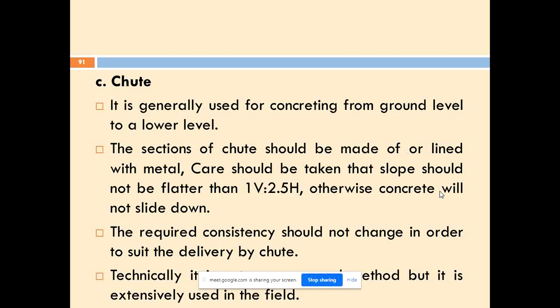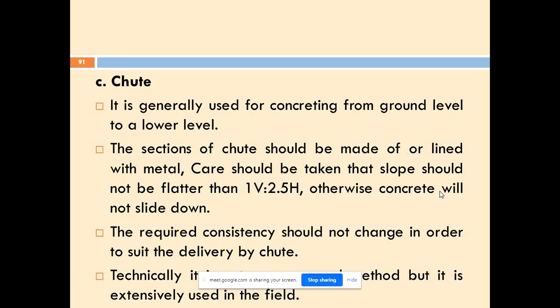So the slope is made in such a way that whatever homogeneity is obtained from the mixing, the same homogeneous concrete is delivered to the ground level. The slope is made in such a way that the concrete will not slide down, and it should retain the homogeneity obtained from the mixing. It is generally used for concreting from a higher level to a lower level. The chute is made of metal, and generally its slope is 1 vertical to 2.5 horizontal.